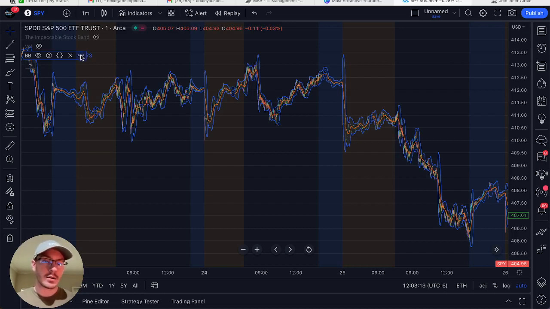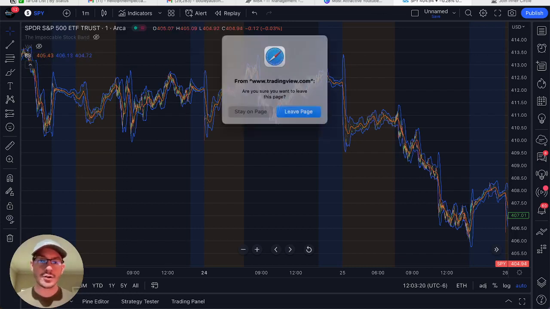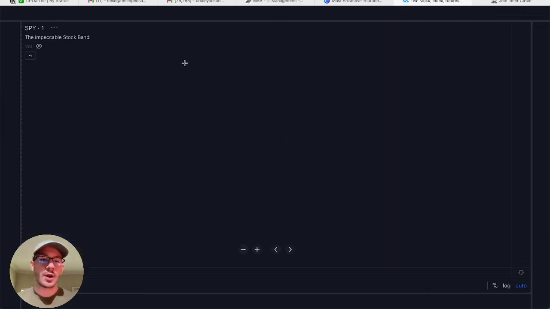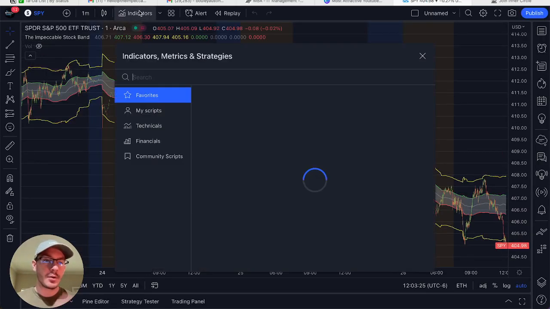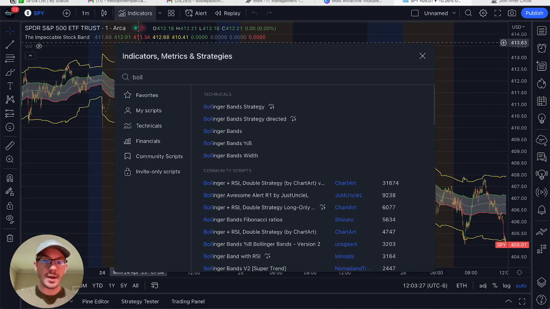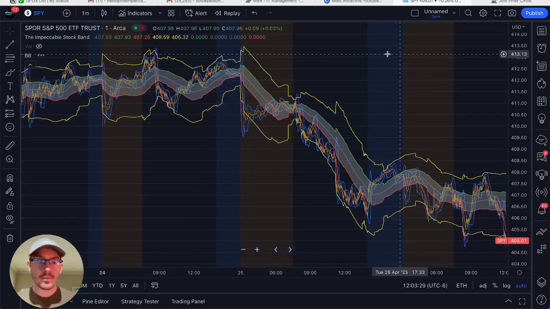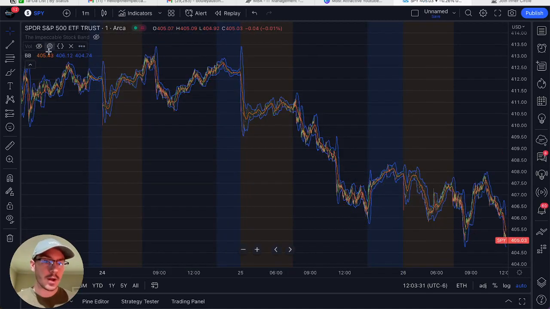Let's see if I can get it to pull up. Okay, let me refresh the screen. TradingView sometimes doesn't like me. All right, here we go. Yeah, it didn't even load up. Okay, Bollinger Bands. Load this up. Let's hide this for now.